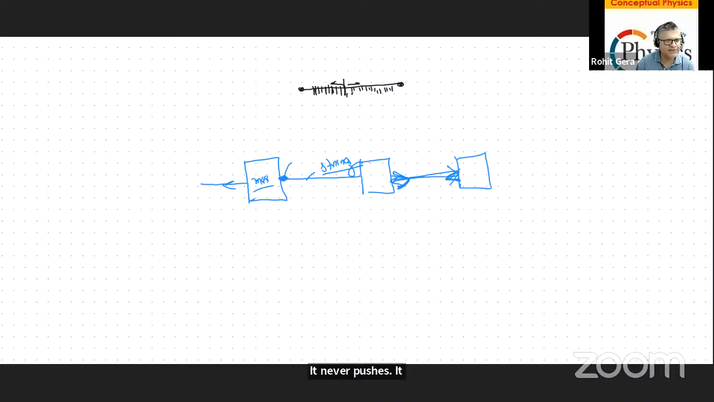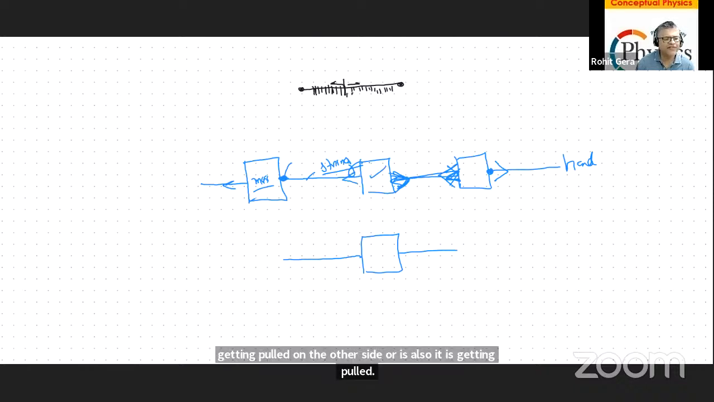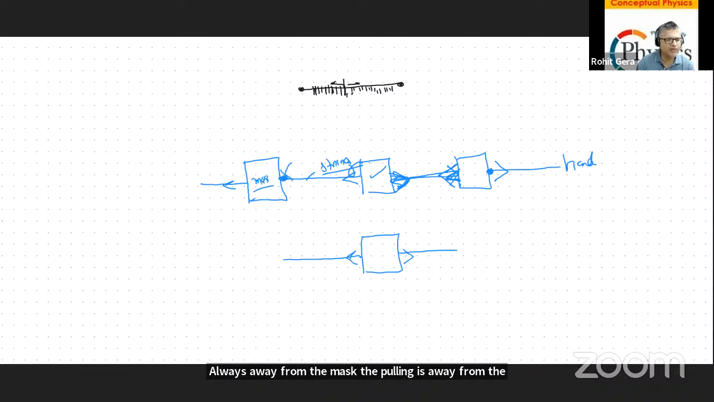If this is your mass and it has strings on both the sides, because you're pulling from here with your hand, the tension travels here, makes an appearance, and pulls the mass. On the other side also it pulls the mass. This mass is getting pulled. On the other side also it is getting pulled. Always away from the mass. The pulling is away from the mass. Away from the mass.